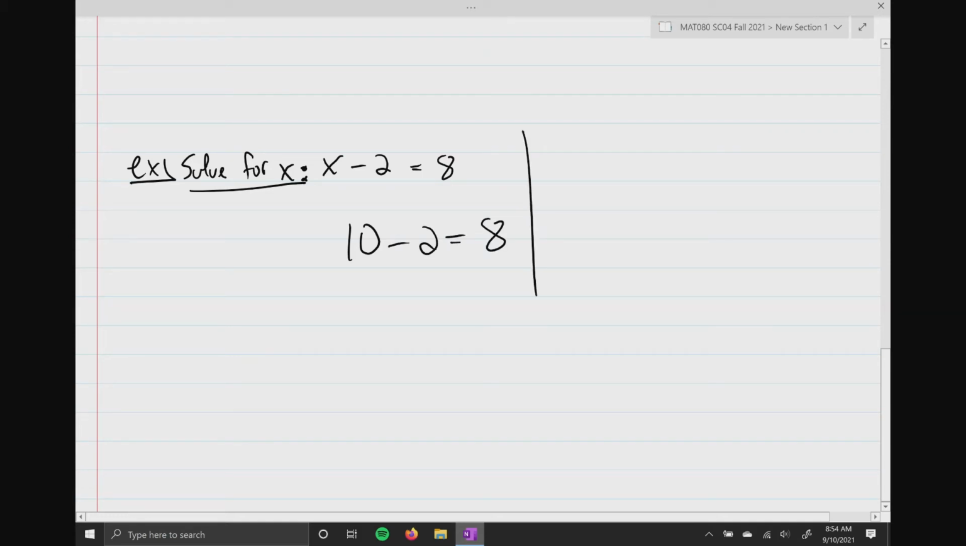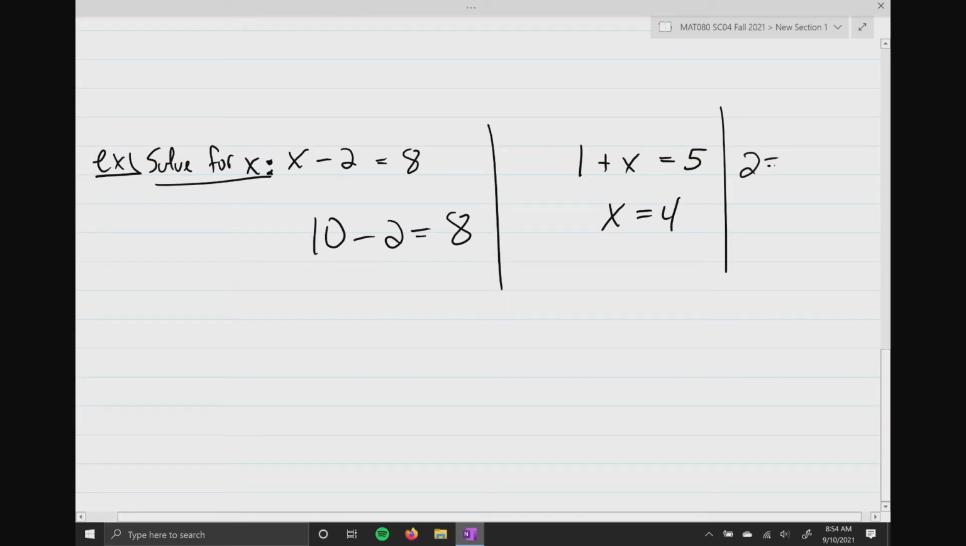What about this example? One plus x equals 5. I think we can guess what x has to be. What do you think x equals? 4. 4. Good. Even this example. 2 equals x minus 1. What do you think x has to be? Yeah, 3. All right, and over here it was equal to 10.